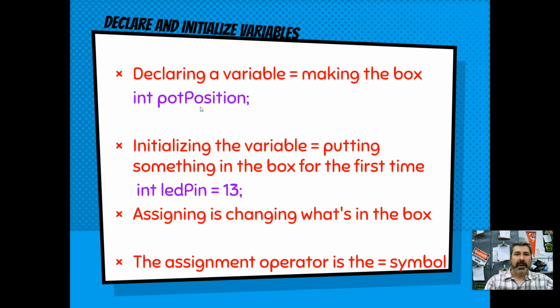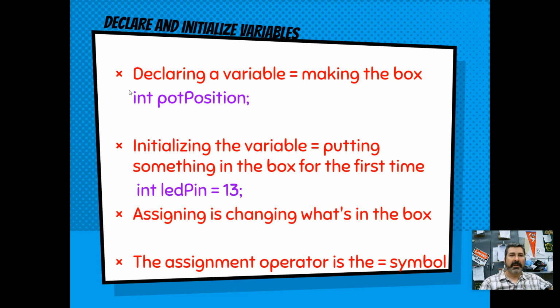All right, so declaring a variable is like making a box. Eventually we're going to write this code: int potPosition. That means potentiometer position. So basically we're creating a box called potPosition, and the only thing that can go into it is an integer, which is a whole number. Then initializing a variable is like putting something into the box for the first time. So if we say int ledPin equals 13, we create a box, or a space in the RAM, called ledPin. The only thing that can go into it is an integer or a whole number, and then we're actually putting something into the box: 13.